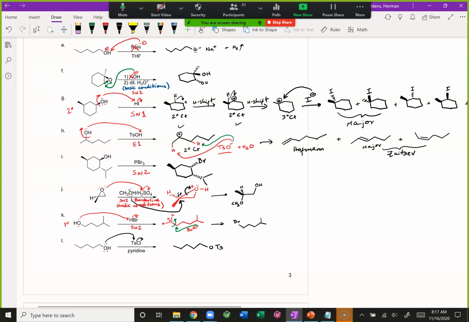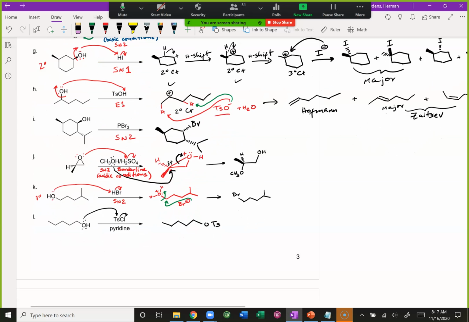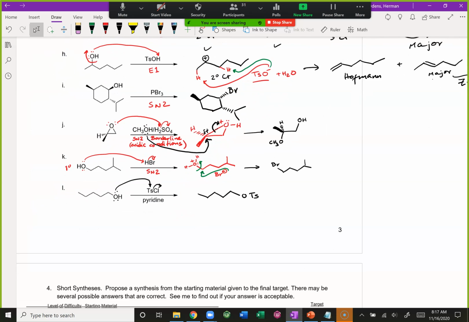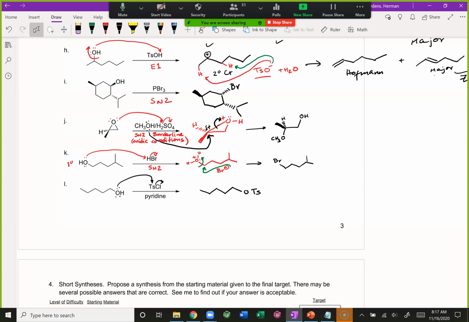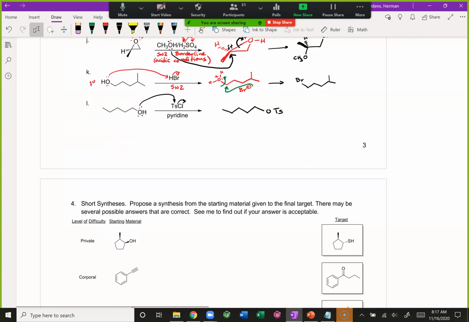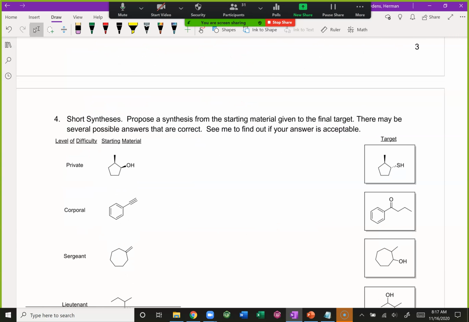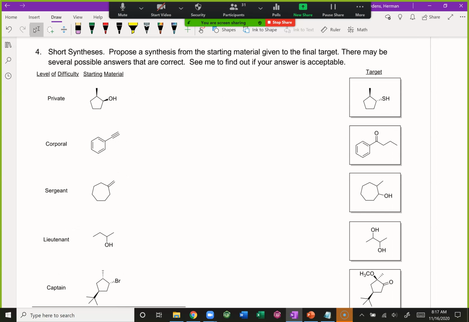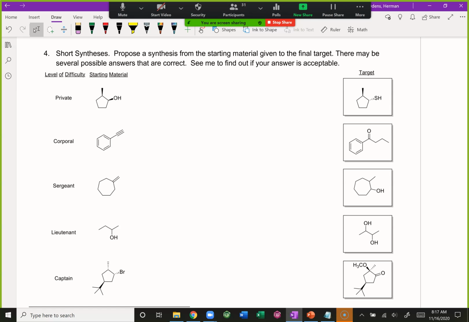Lots and lots of stuff to practice. So go ahead and practice some of these problems again. Take the blank PDF that I uploaded on Canvas and try to do them by yourself again after you've seen it. That helps. All right, let's do short synthesis.